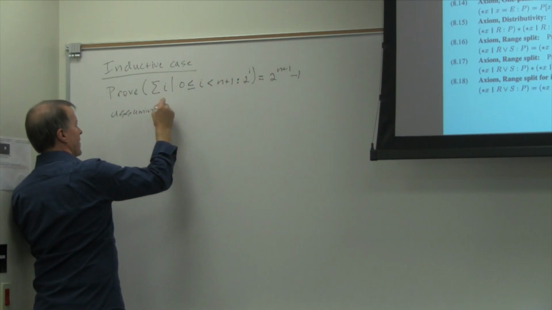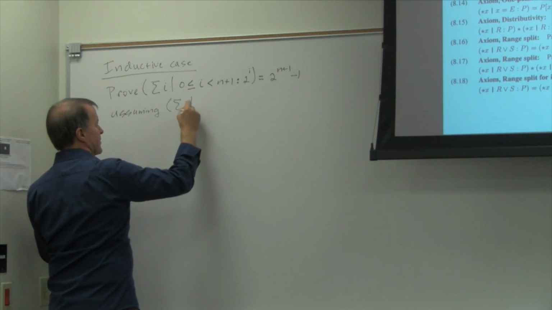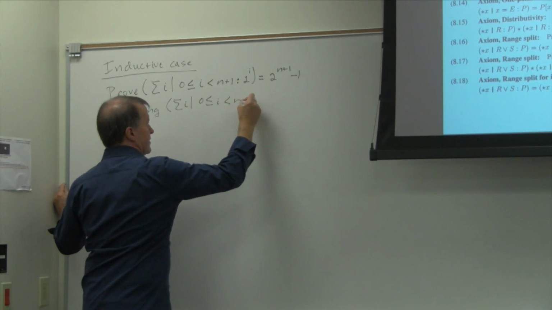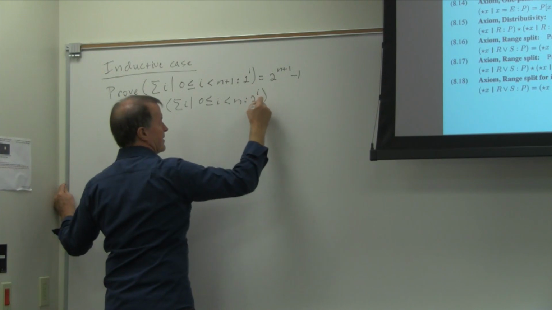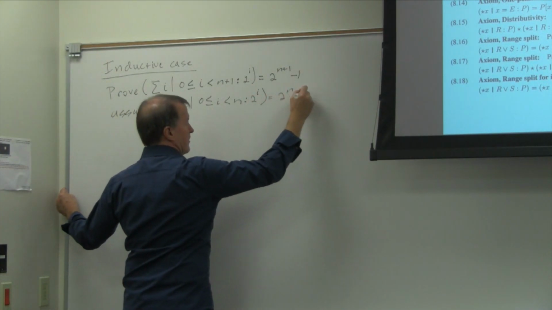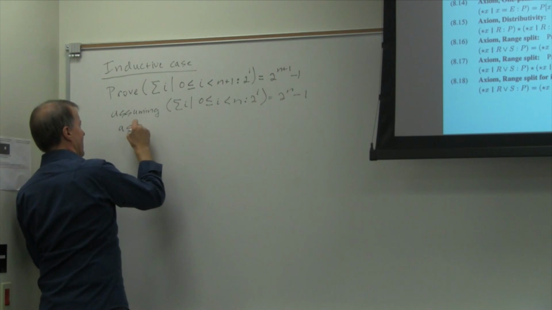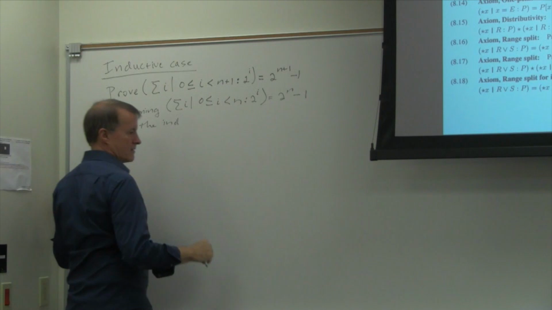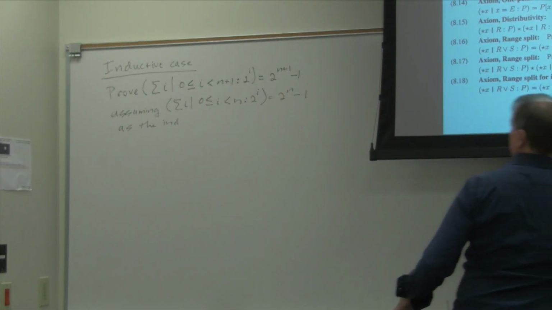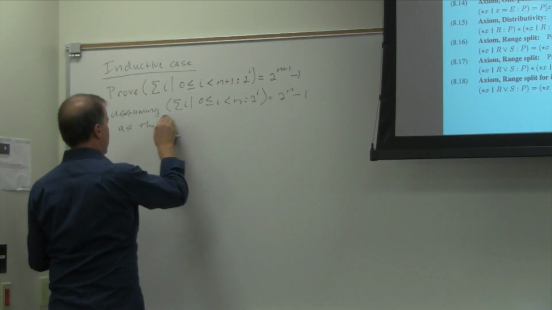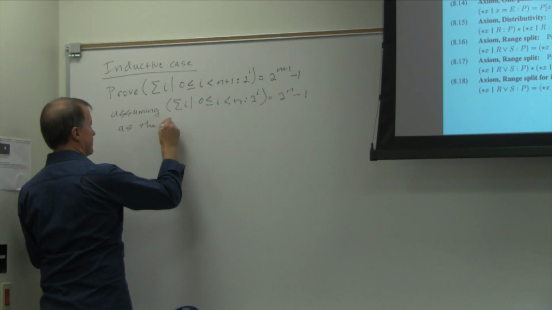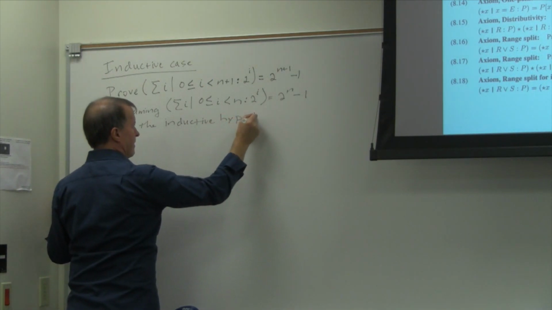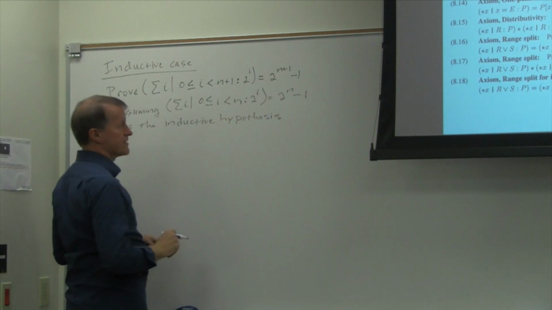And then you have to write it all out again. Sum on i, 0 less than or equal to i less than n, 2 to the i equals 2 to the n minus 1. And then you have to identify it as the inductive hypothesis.